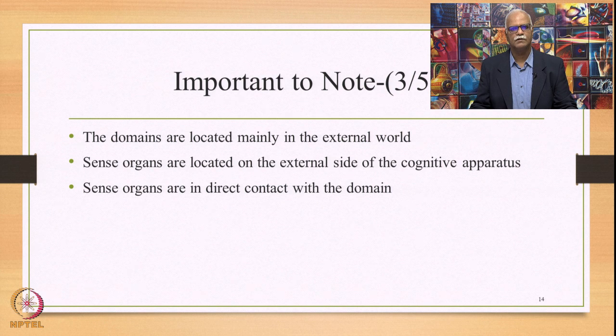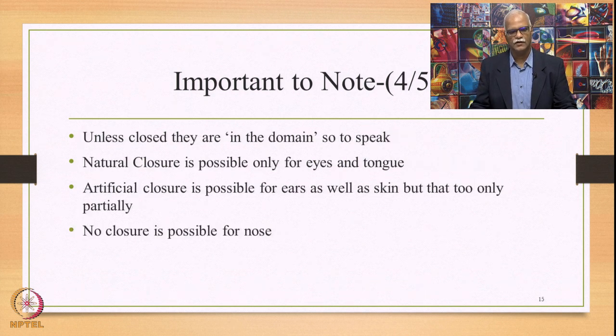Fortunately or unfortunately, the human being is not endowed with another sense organ in which the experience of the external world can be classified. So, the sense organs are located on the external side of the cognitive apparatus. And since the domains are located in the external world and the sense organs are located on the external side of the cognitive apparatus, they are in direct contact with the domain. The sense organs are in direct touch with the domain. They are open to the domain and in constant contact with the domain. Even then, we can say that unless closed, they are in the domain, so to speak.